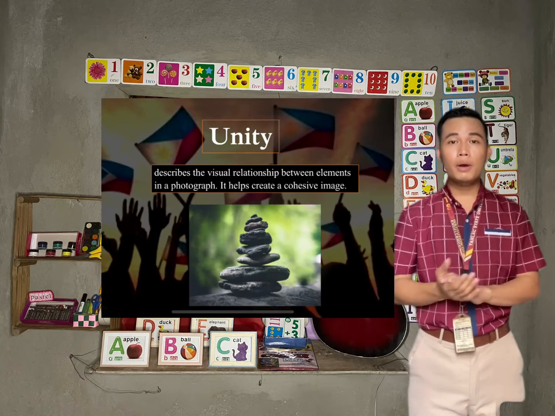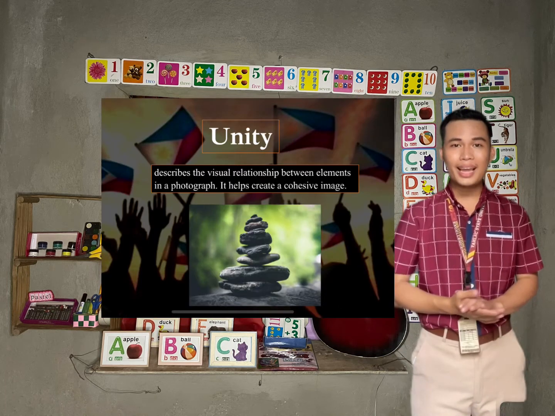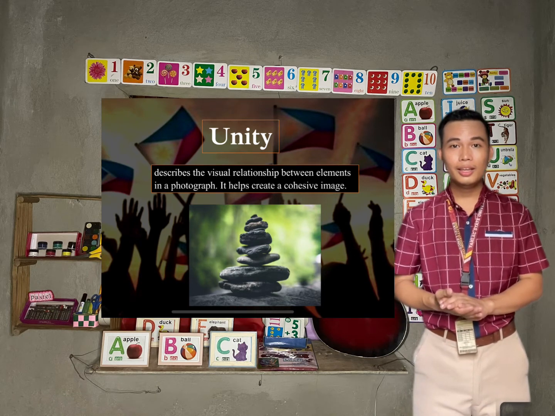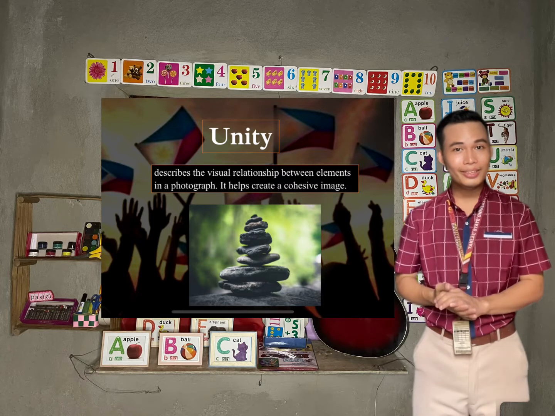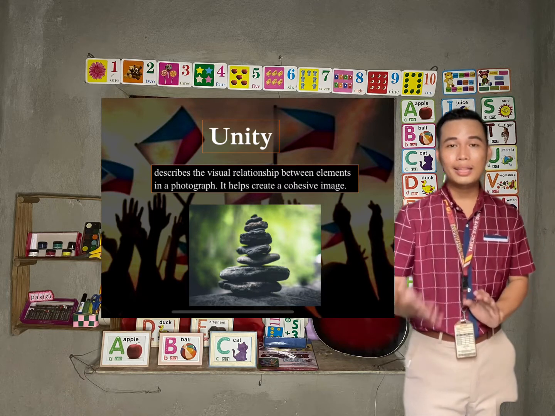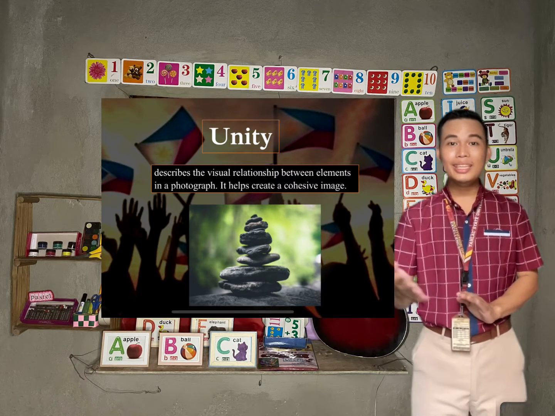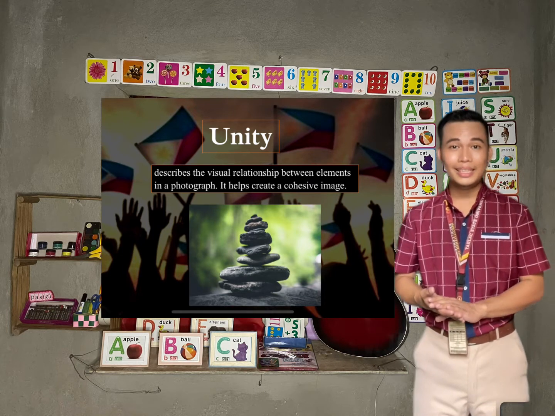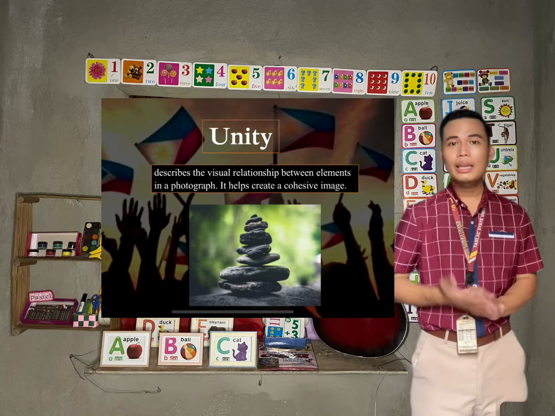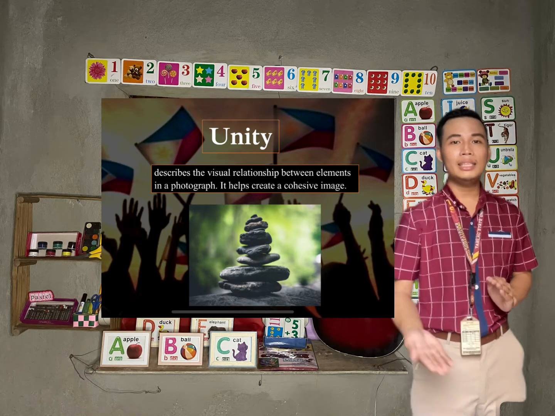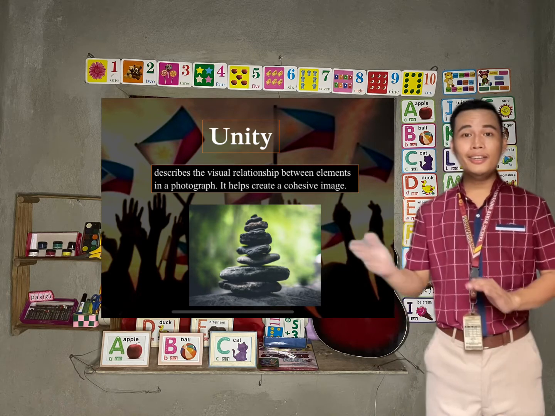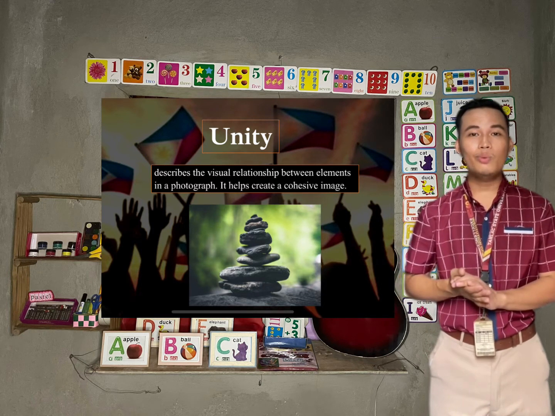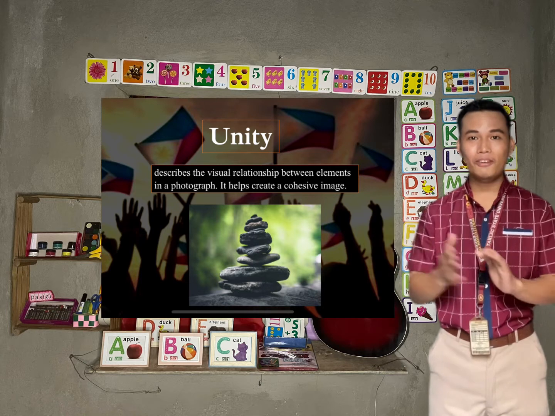When we talk about unity, what comes into your mind? Anyone? Okay, Caballero? That's right. Thank you. Now let us define what is unity. Unity describes the visual relationships between elements in a photograph. It helps create a cohesive image. Here in our image, we can see the unity is present. That is why it forms a rock formation.